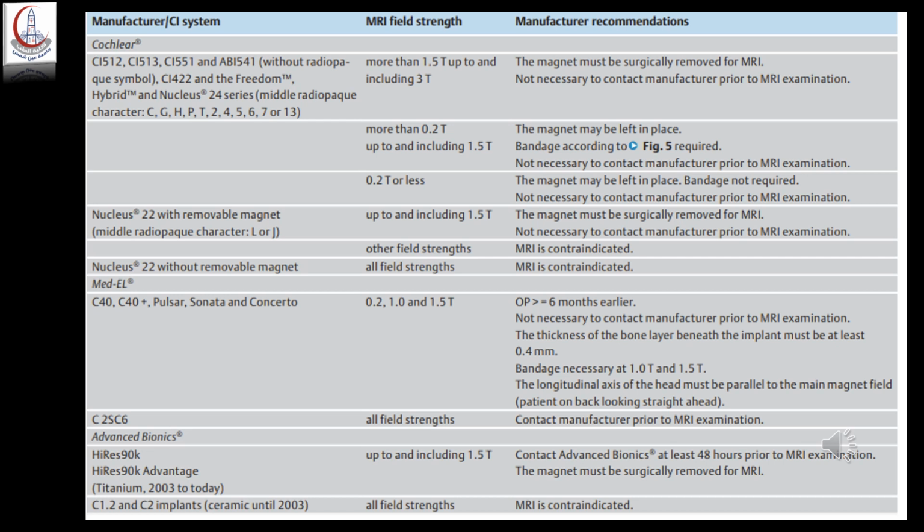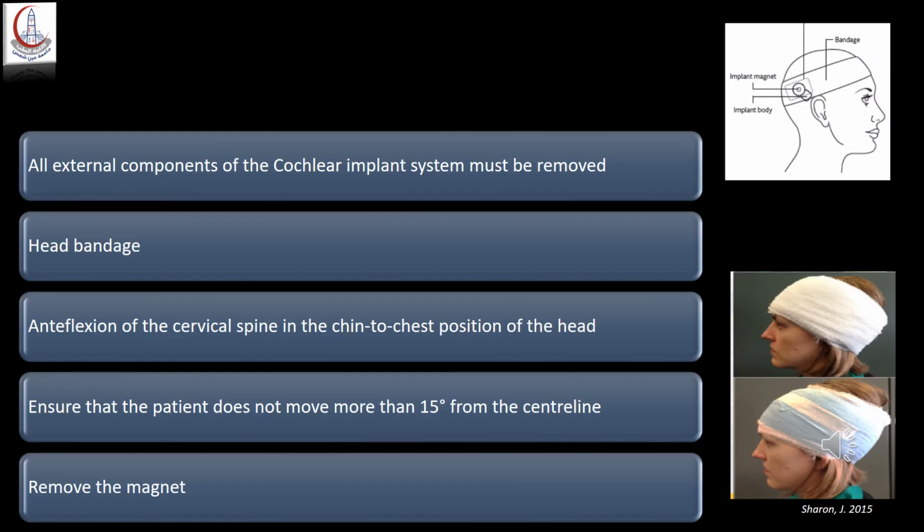Because of the problems with the cochlear implant with the MRI, various manufacturers have devised their own recommendations on how to manage this, and most of the implants present nowadays are fully compatible with 1.5 Tesla MRIs without removal of the magnet. Newer implants, again, are compatible with 3 Tesla MRIs, which makes life a little bit easier for us.